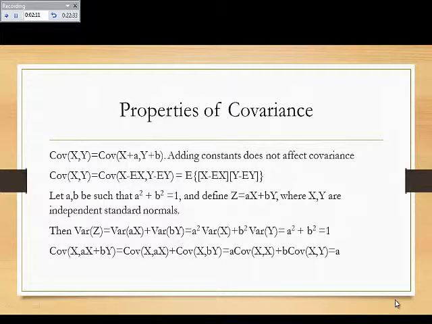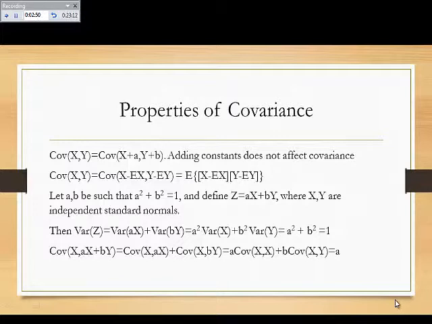Now what about the covariance between X and Z? Well, that's equal to the covariance of X and aX plus bY. Now covariance is linear, so you can split it up into two terms. It's the covariance of X with aX plus the covariance of X with bY. Now the linearity means that the a and the b can come out. So you have a times the covariance of X, X, which is just the variance of X, and b times the covariance of X, Y, which is 0, because X and Y are independent. So this is just a. What that means is that X and Z have covariance a.